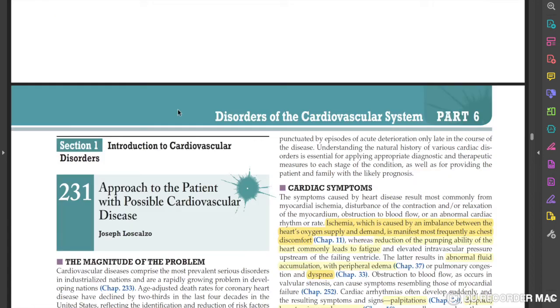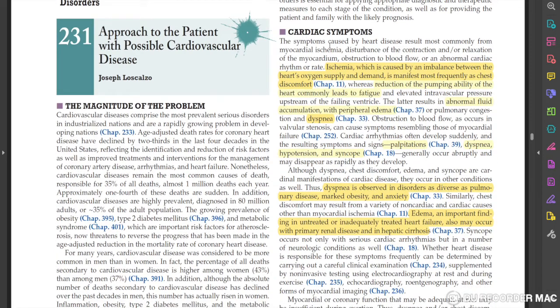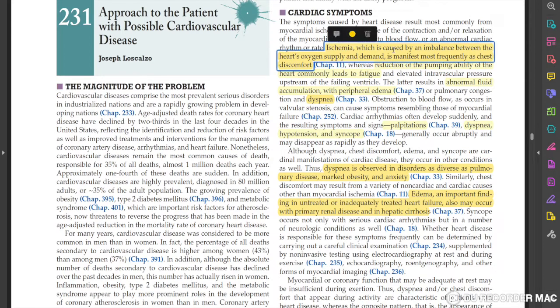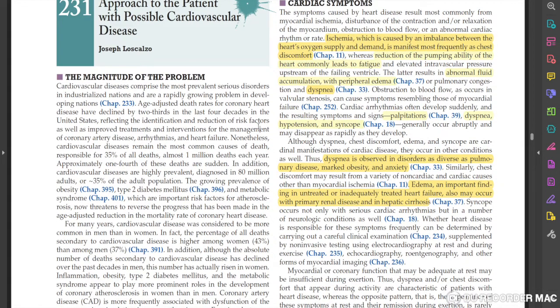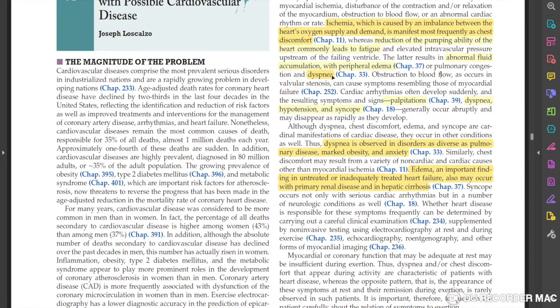Okay. Now let's discuss cardiac symptoms. What can be the cardiac symptoms? Ischemia, which is caused by an imbalance between the heart's oxygen supply and demand, is manifest most frequently as chest discomfort or a squeezing sensation, whereas reduction of the pumping ability of the heart commonly leads to fatigue. So fatigue is a symptom, chest discomfort is another symptom, and then there is elevated intravascular pressure upstream of the failing ventricle. The latter results in abnormal fluid accumulation, with peripheral edema. Pulmonary edema and peripheral edema are also cardiac symptoms, along with pulmonary congestion and dyspnea.